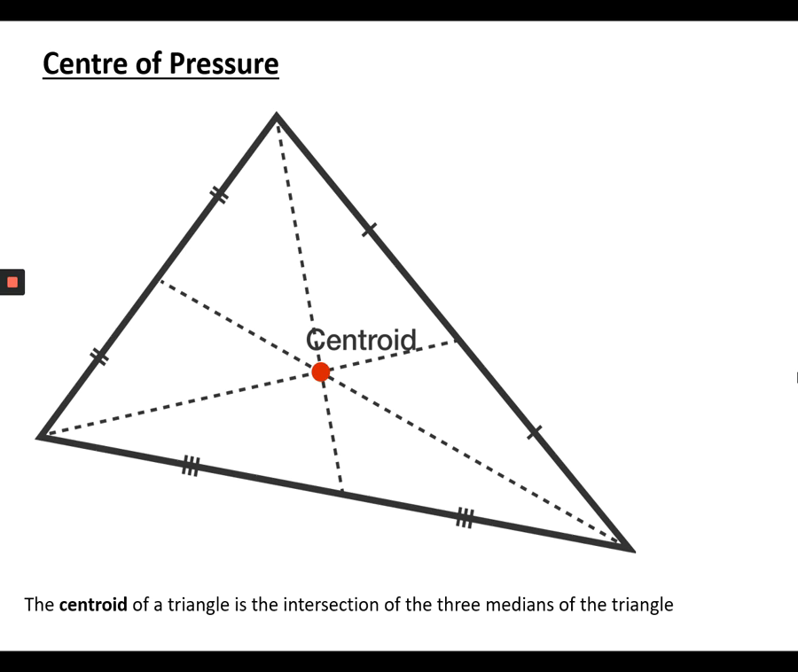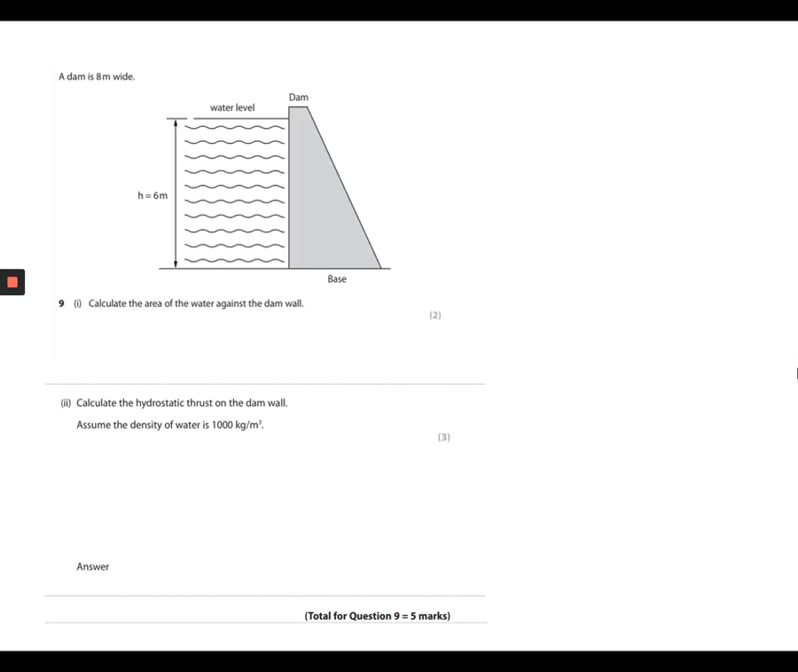Okay, I'm going to come back to that in the next lesson. So here's the first of 2 exam questions I'm going to show you now. Calculate the area of the water against the dam. I've put this first so you get used to calculating the area. Now, the only time this will be tricky is if the water's not filled up all the way.